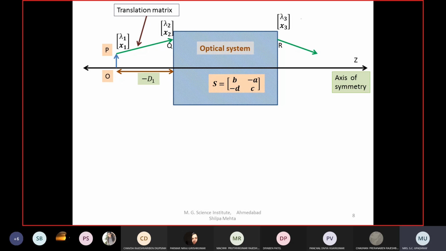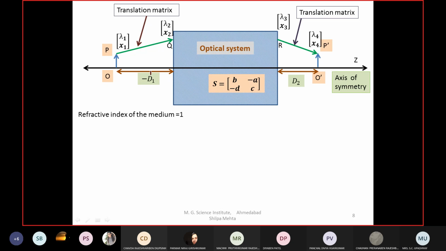And now it forms the image. This image at P dash appears at distance D2 and the coordinates are lambda4 x4. So on lambda3 x3, the translation matrix operates and we get the top of the image. From the top of the object, we get the top of the image, which is called P dash. So this is how the process works. D2 is the image distance and minus D1 is the object distance.